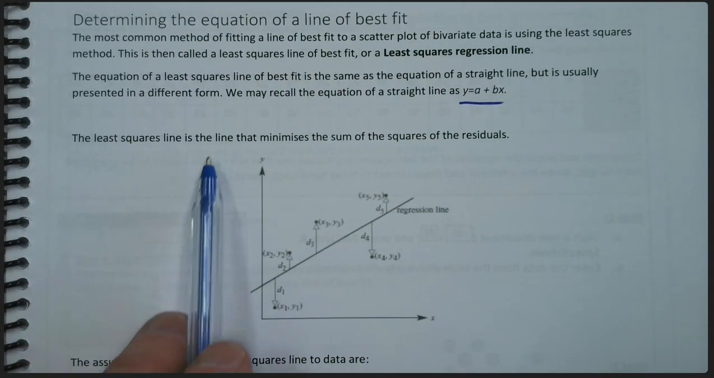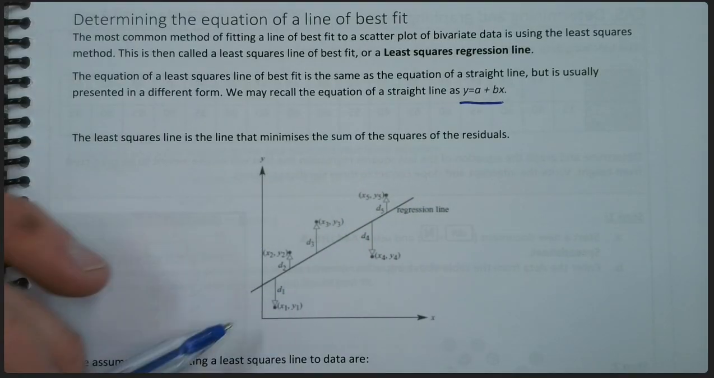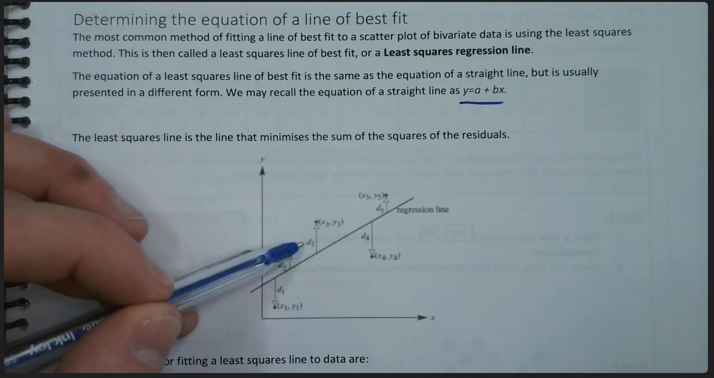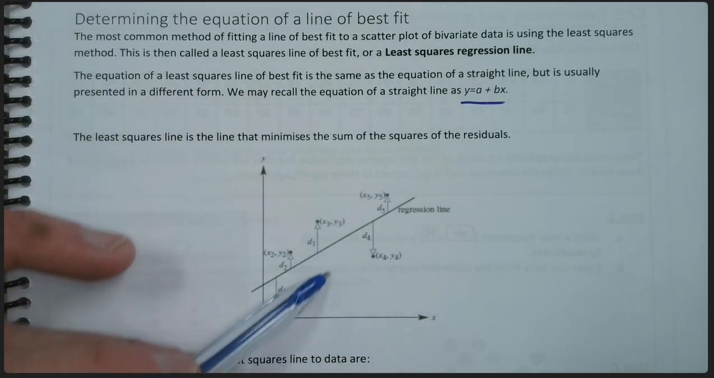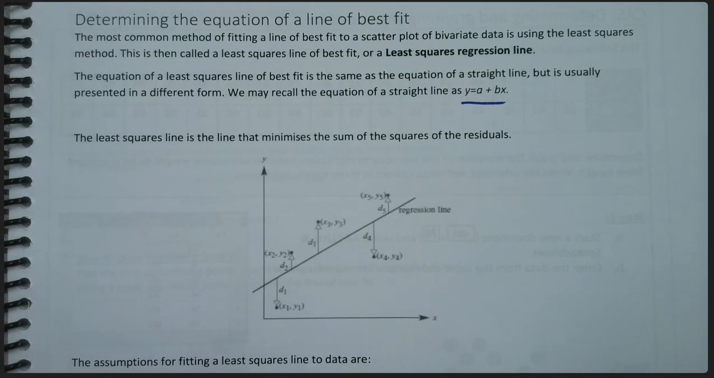So the least squares regression line is the line that minimizes the sum of the squares of the residuals. It essentially squares everything, figures out the gap between the points and the line, and then works off the average gap from each side, and that's how it gets the line. You're not going to have to do that by hand, so that is all good.